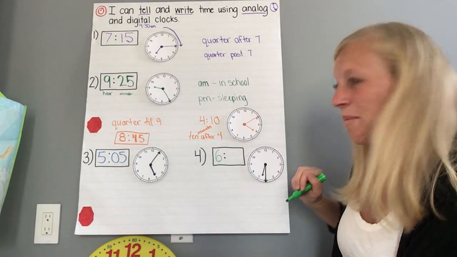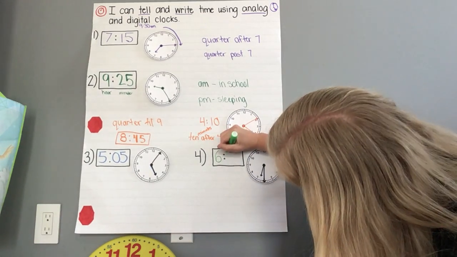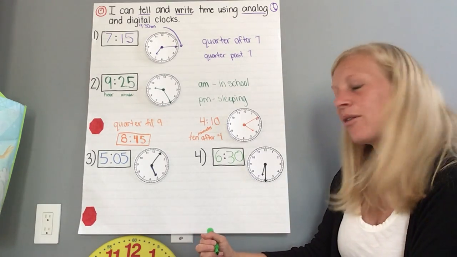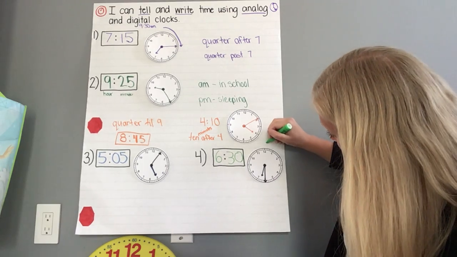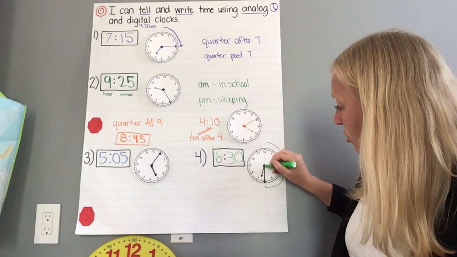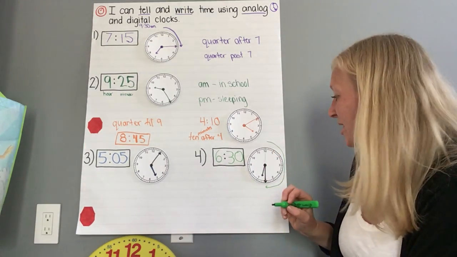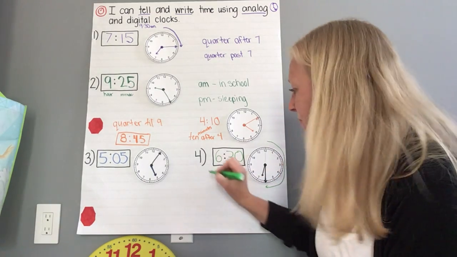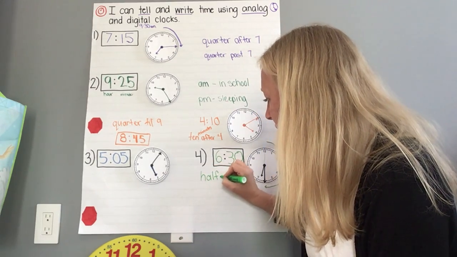Right. What is my minute? What's my minute? 30. And how do I know it's the 30? Because it's half past. Okay, it's gone halfway around. My little imaginary line. So it's 6:30. My minute is touching that 6. What else can we call that time? Yes, you guys even said it in your describing. Half past 6.